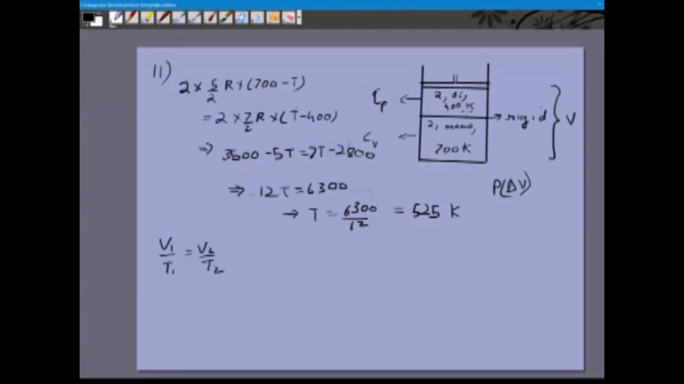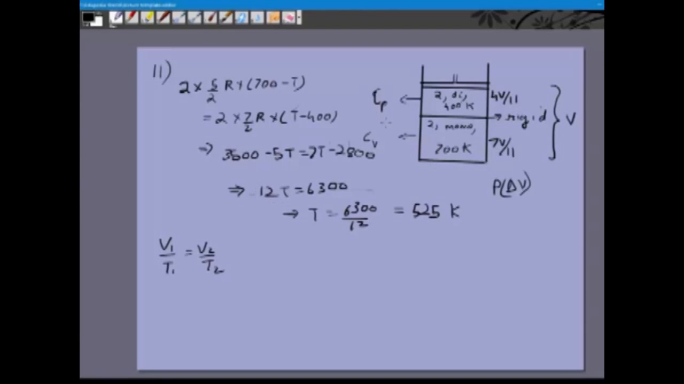Right. So initially the pressure obviously was the same because it's free to move. So that means initially the volume was divided in the ratio of the temperatures. This is 400 and this is 700. So this is obviously 4V by 11 and this is 7V by 11. Right. I hope nobody's confused on how I got this. This is 4x, this is 7x. Their sum will be the total volume V.